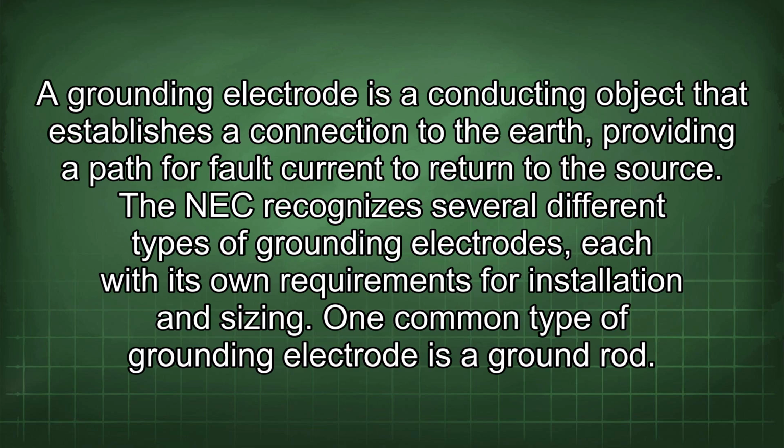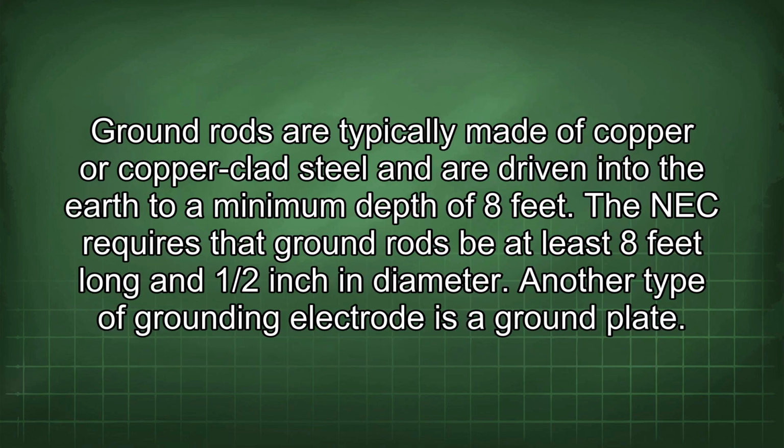One common type of grounding electrode is a ground rod. Ground rods are typically made of copper or copper-clad steel and are driven into the earth to a minimum depth of 8 feet. The NEC requires that ground rods be at least 8 feet long and 1/2 inch in diameter.